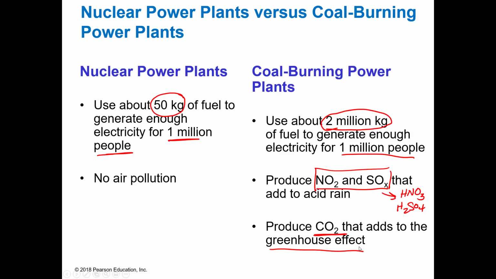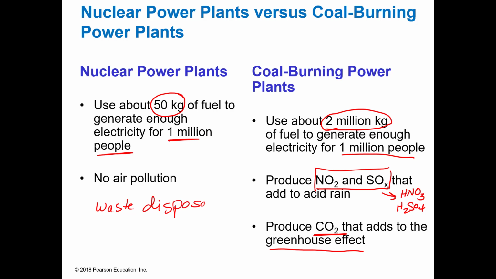So part of the packet that you're doing for the lab is you are looking at these nuclear power plants and how they do things and what it takes and where they're located and all that, to see what you think about the pros and cons of what we should do, because the downside of nuclear power plants is waste disposal.